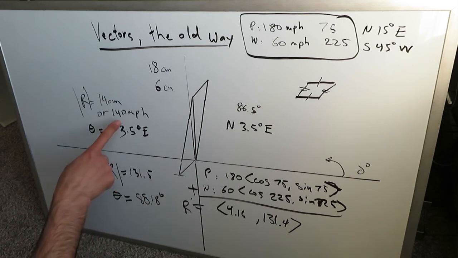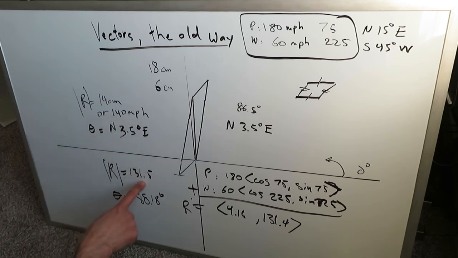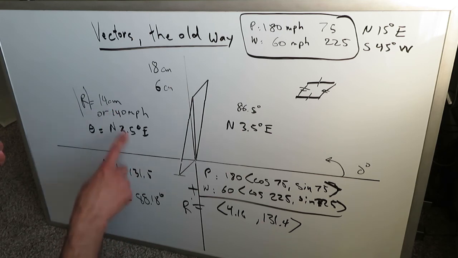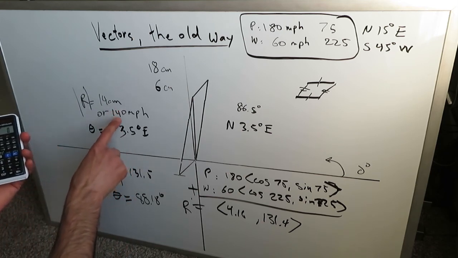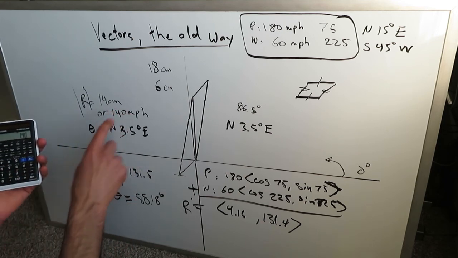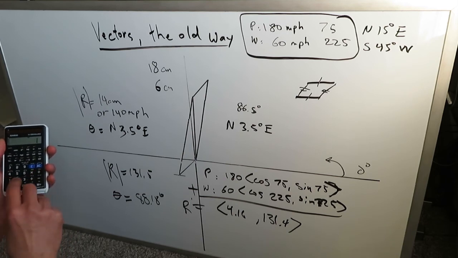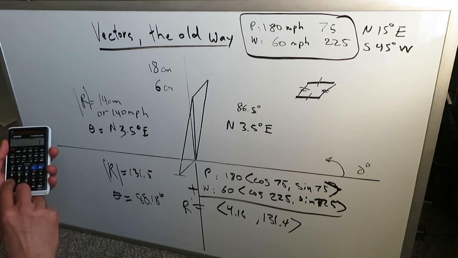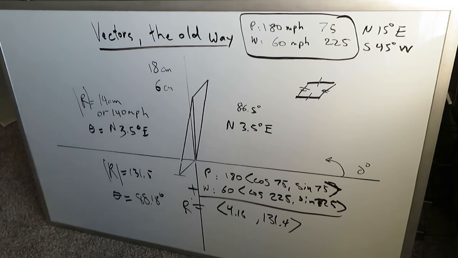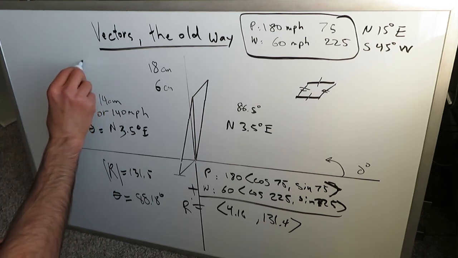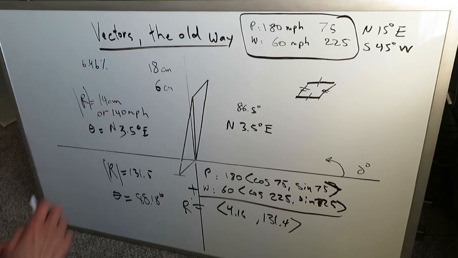But my speed was 140 and my resultant is 131.5. Let's determine our margin of error over here. Let's see how off we are. We'll do our calculated value using the old way, 140 minus 131.5, divide by the true value 131.5, and multiply by 100. I'm off in terms of the magnitude by 6.46%. That's what my error is.